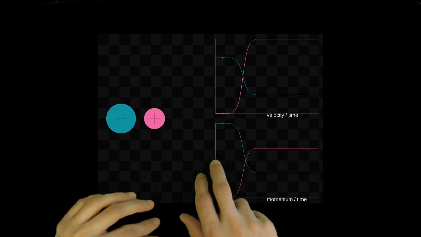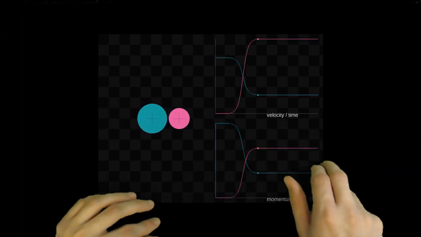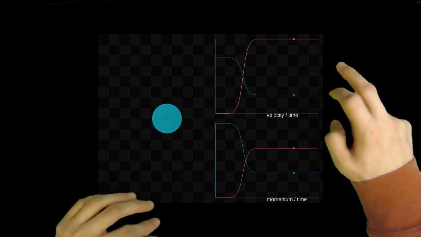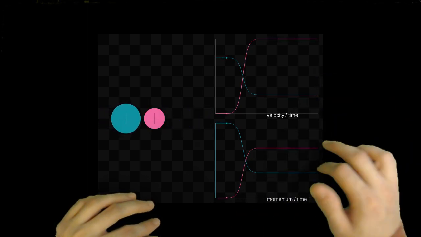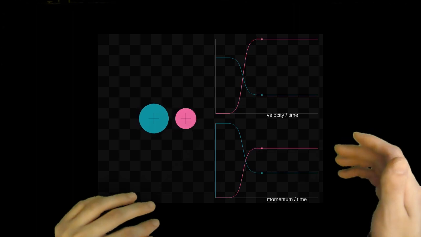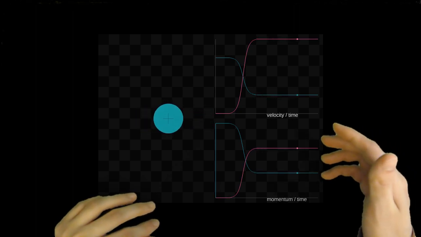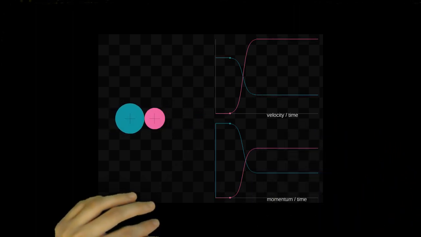But you can see a very clear line of symmetry has now been recovered, as opposed to with the velocity over time. When you scale by the mass, you recover the symmetry.